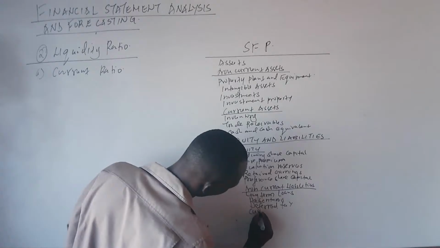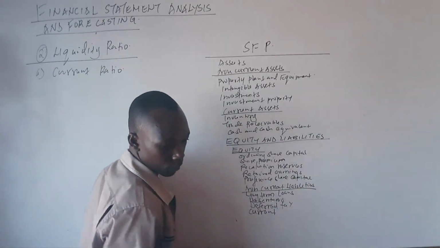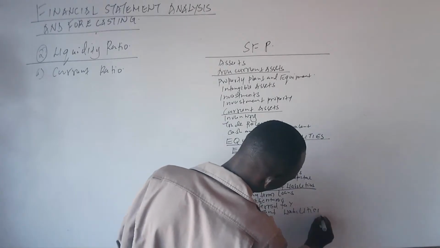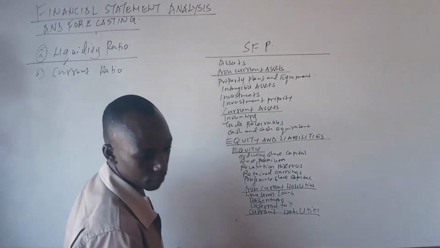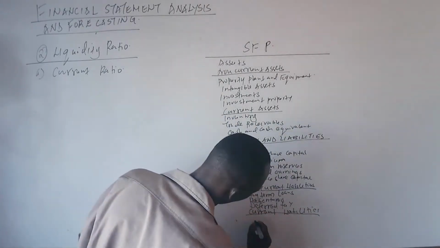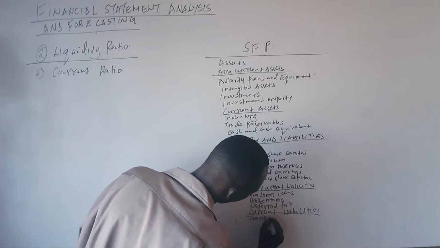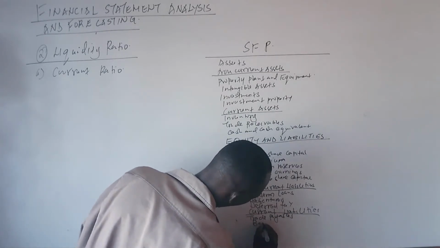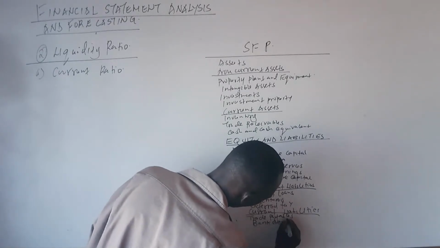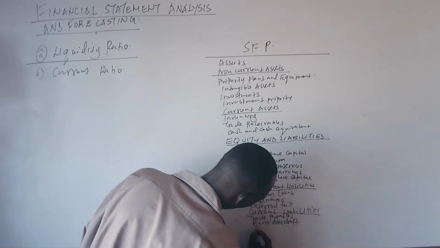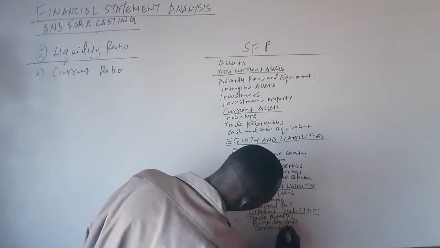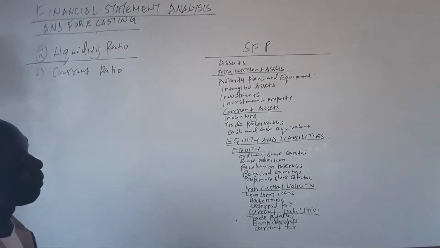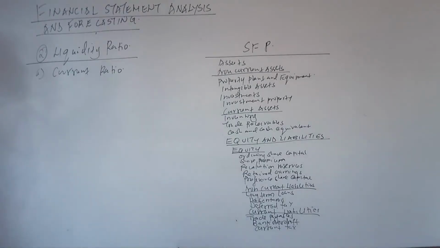Then finally we have current liabilities. When we talk about the current liabilities, in this case we'll be talking about trade payables. We have the bank overdraft. And also we can talk about the current tax. So therefore, that is the statement of financial position.